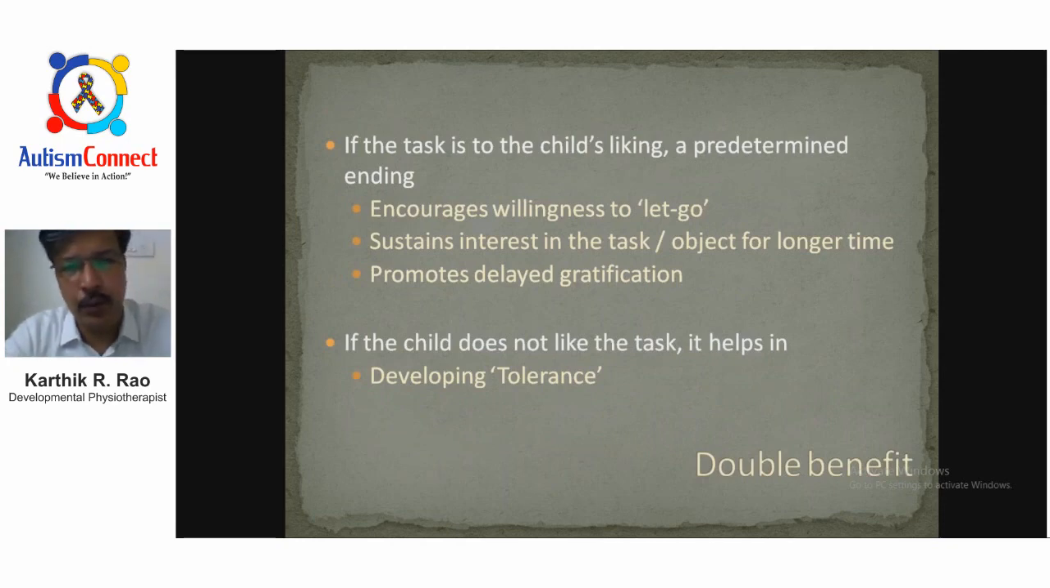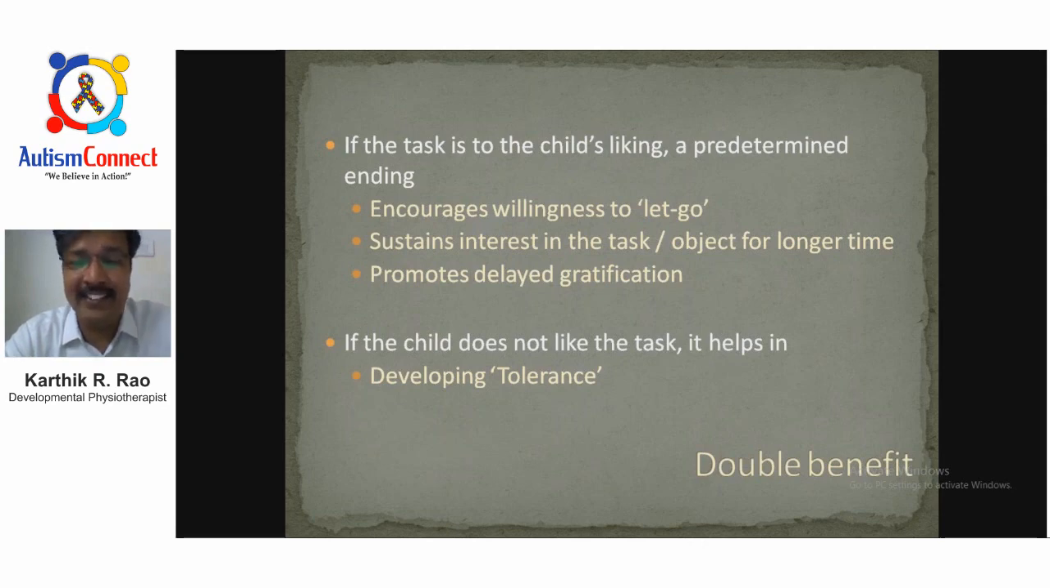So what happens when you give a task completion? When you have a very clearly designated end to a task, it has a double benefit. If the task is to the child's liking, a predetermined ending would encourage willingness to let go. The child likes to do the task, for example, the child likes to play with the ball. But you say that we're going to play catch and throw for 10 counts, or you're going to catch a ball 10 times and then we are going to move on. Then it encourages the child to let go. We are going to do it for 10 counts and then we are done with it.